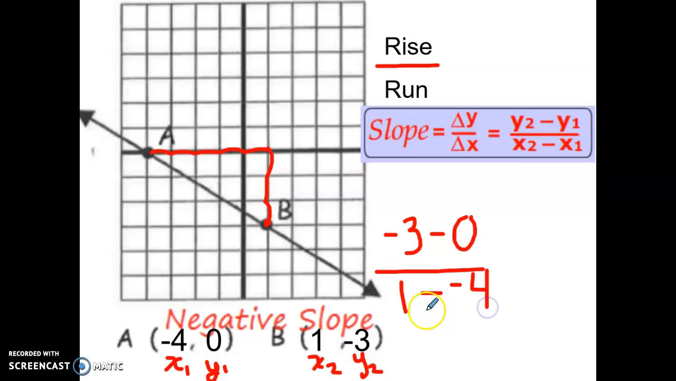Be careful with your negatives. The subtraction is part of the formula, but you're inserting a negative 4 for x1. Negative 3 minus 0 is negative 3. 1 minus negative 4 is going to give you positive 5.